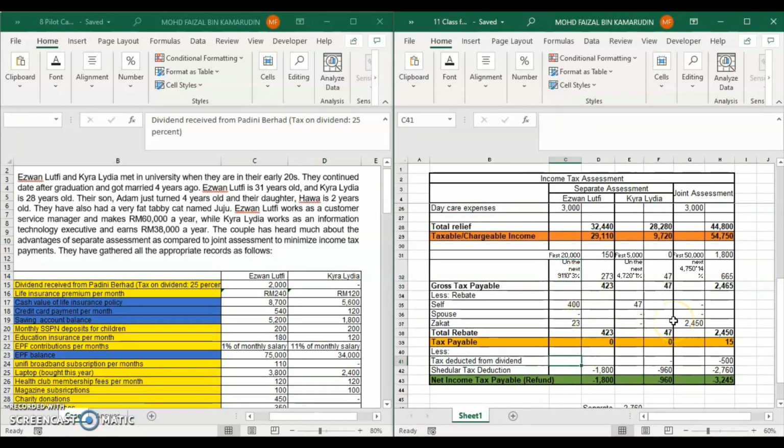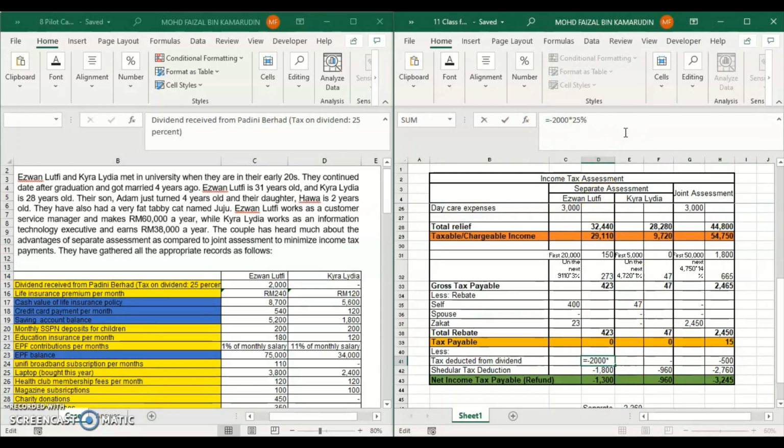So how do we go about it? 20,000 times 25%. So then you are getting back. Oops, sorry, it should be here. Hold on, yeah. 20,000 times 25%. I just delete this one. So nil for Kaira, and then obviously 500 for the joint assessment.